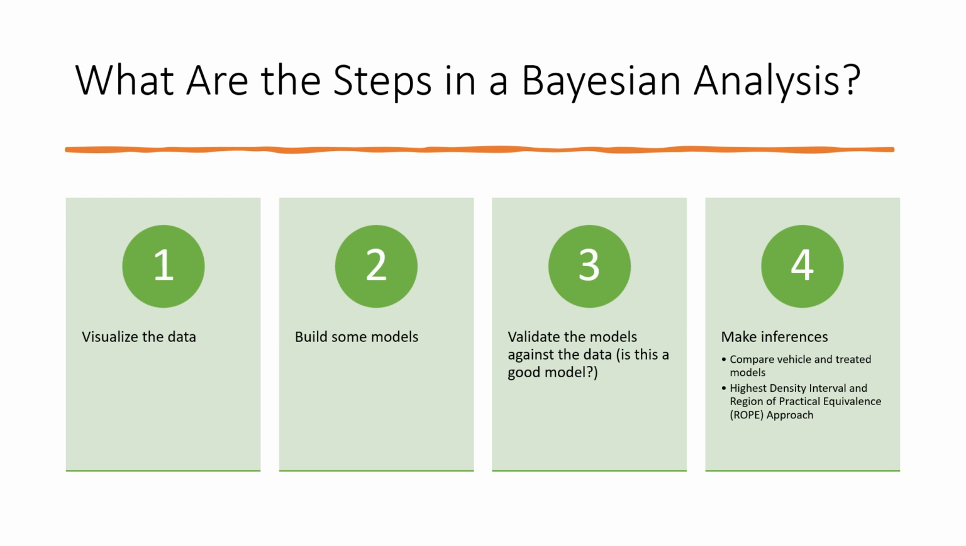And then, like I said before, we'll use what we call the highest density interval and region of practical equivalence approach, which combines our statistical with our biological information, such as what is a biologically meaningful difference. And we'll use that to try to come to really good inferences. Believe it or not, this isn't different from how we should use frequentist stats.